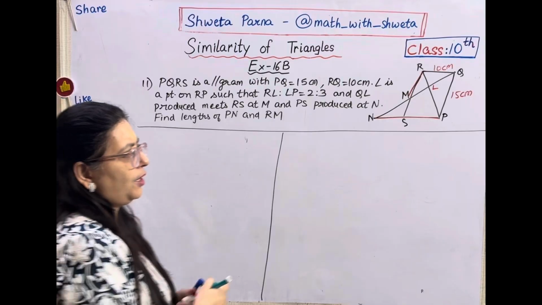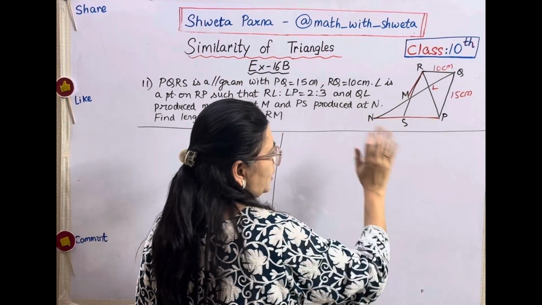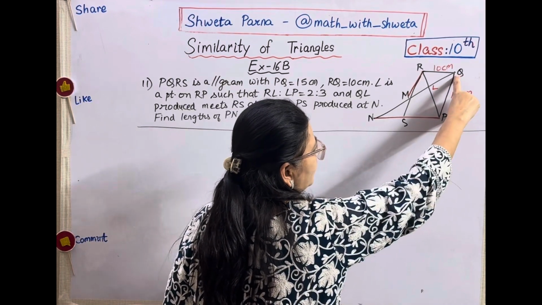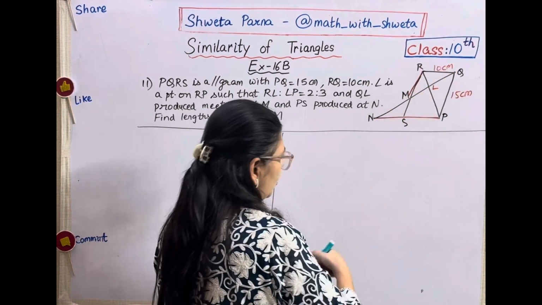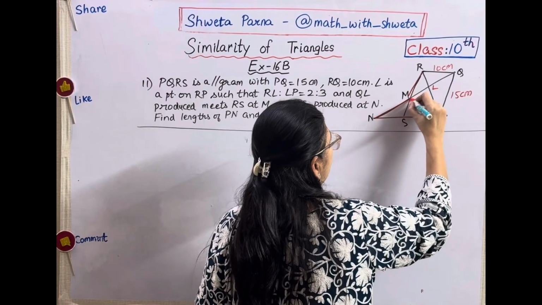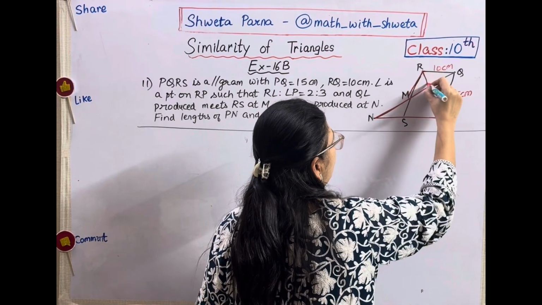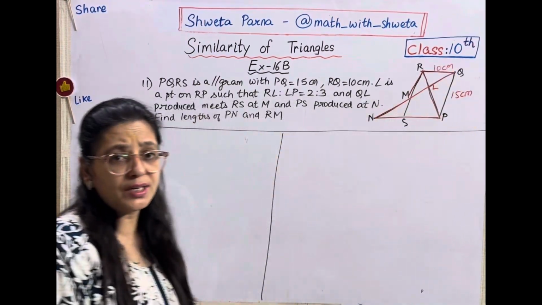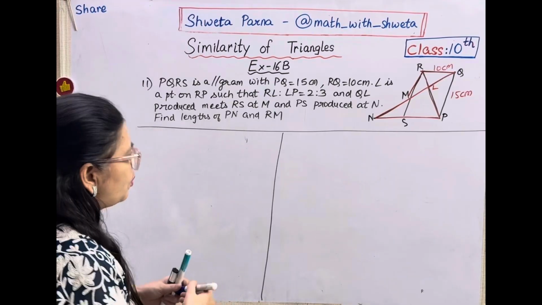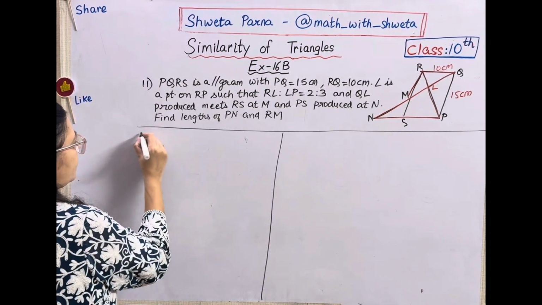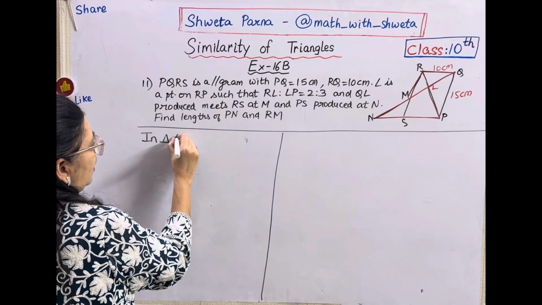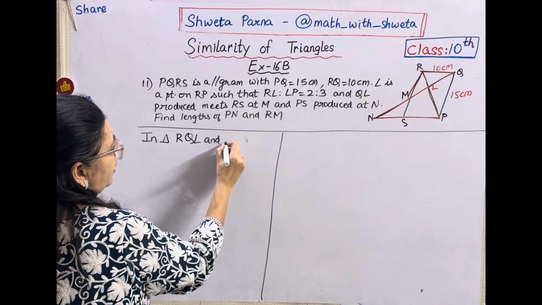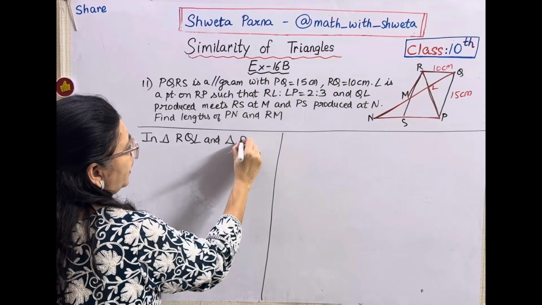Now, let's think. If I want to find this length, first I need to prove the similarity. Which two triangles will I take? The measurement of this side is given to you and this side is given to you. So, you can take this triangle and this triangle. See, the ratio is given and two lengths are given. So, we can find PN. Yes, let's prove this. In triangle RQL and triangle PNL.